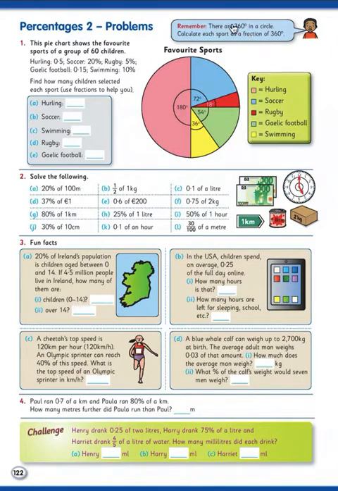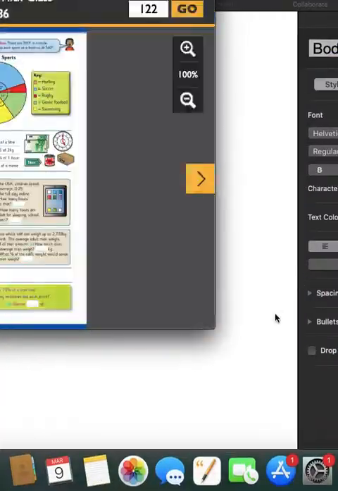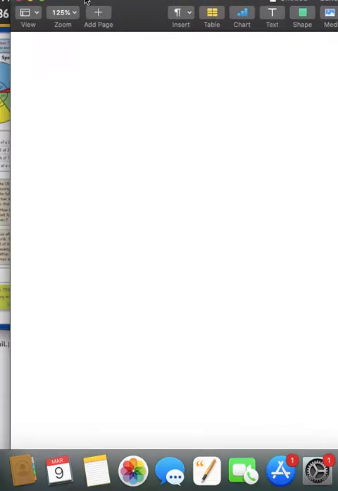And they told you to remember that the full circle is 360 degrees. Then you're told, how many degrees like hurling, like soccer, like rugby, like Gaelic football, and like swimming. And the hint is we have to use fractions to help. So you look at hurling, which is the pink section, it's 180 degrees. I'll just do this one for you.